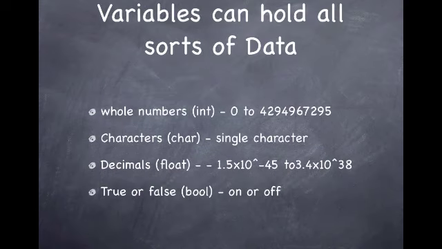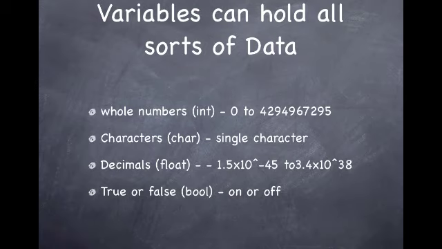So let's have a look at what data you can actually store in variables. We can store a whole number, which is called an int, and this can be 0 to 4 billion and something. You can also store characters, say for example the @ symbol, the letters Q, E, R, the numbers, anything you can type on your keyboard that is a single character, which you define as a char. We can also declare decimals, which is called a float in Objective-C, and this can be anything from 1.5 times 10 to the negative 45 to 3.4 times 10 to the 38. So really big numbers.